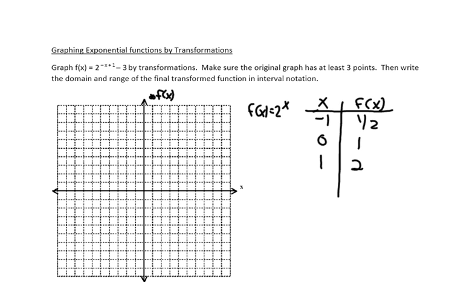So again, this function's parent function is f of x is equal to 2 to the x. Okay? So I've already come up with 3 ordered pairs. Again, I will use -1, 0, and 1 throughout. Now, let's list out the order of transformations. So first, I need to do 2 to the x plus 1, and that'll move the graph to the left 1. Let's take care of the negative inside the function.